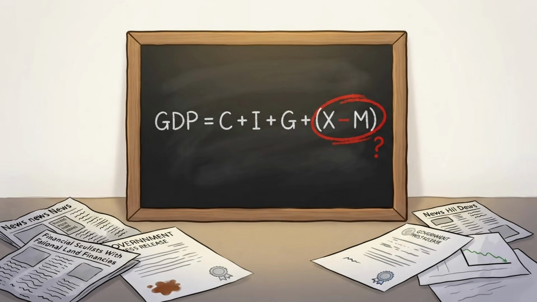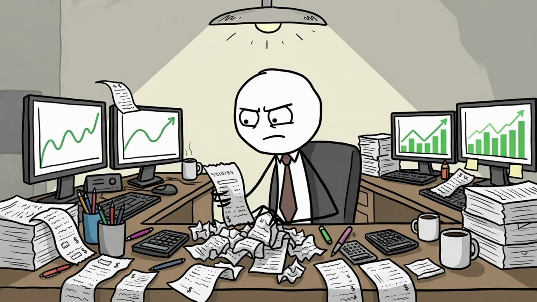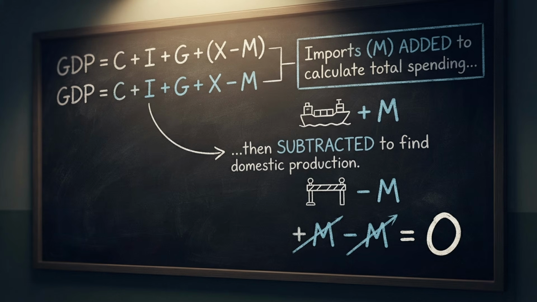And here's a mistake almost everyone makes, including the New York Times, Bloomberg, and even the American government's own press releases. People see minus imports in that formula and assume imports hurt GDP. They don't. Statisticians measure consumption using store receipts, and receipts don't say where a product was made. So imported goods accidentally get counted inside C. The formula subtracts them at the end, only to cancel out what shouldn't have been there. Imports get added, then subtracted. Net effect on GDP, 0.